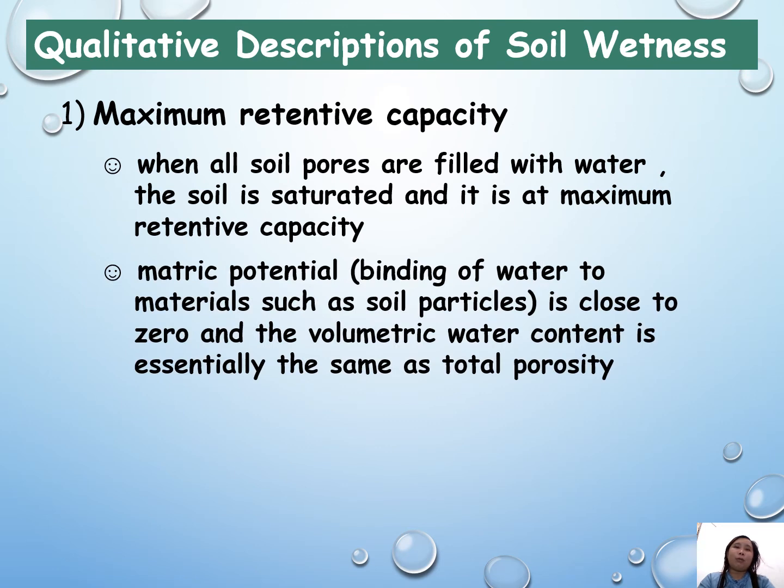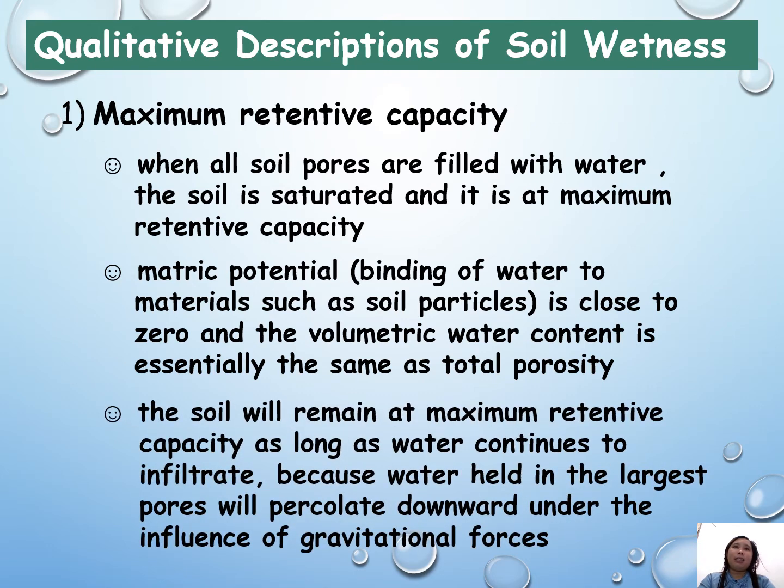Matric potential, or the binding of water to materials such as the soil particles, is close to zero, and the volumetric water content is essentially the same as the total porosity. At this condition, the soil will remain at maximum retentive capacity as long as water continues to infiltrate, because water held in the pores will percolate downward under the influence of gravitational forces. So that is for maximum retentive capacity.